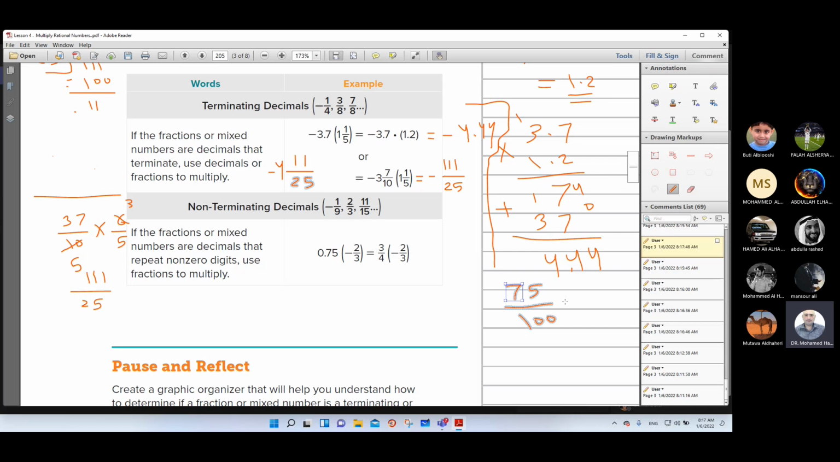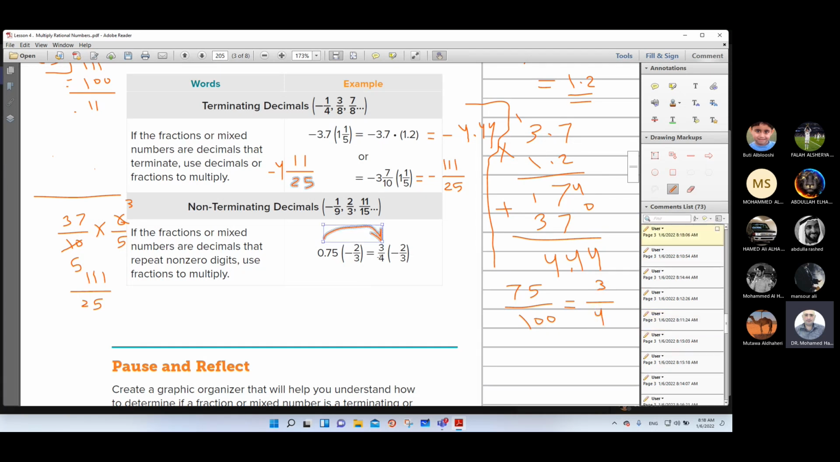Then you can do simplest form. Divide up and down by 25. 75 divided by 25 will be 3, and 100 divided by 25 will be 4. So 0.75 as a fraction will be 3 over 4. And here the same fraction. Then you can multiply here.